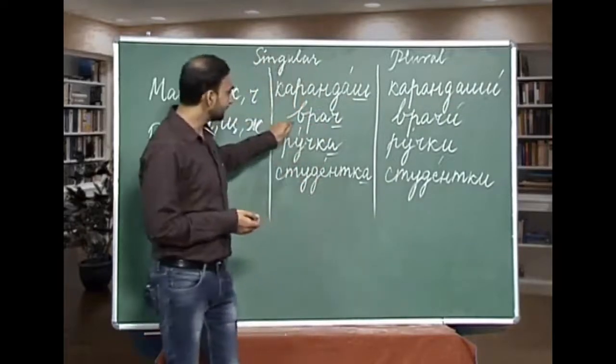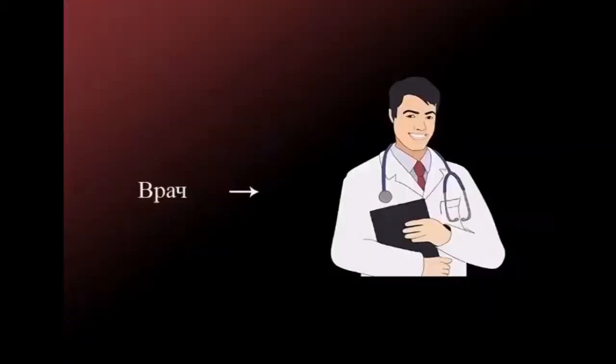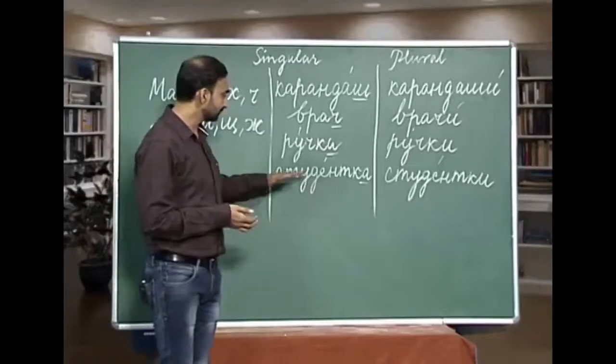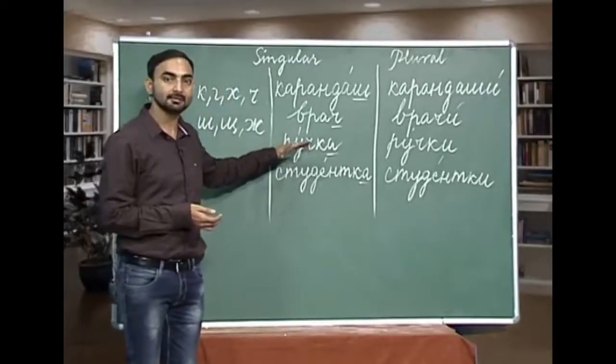The same way, the second masculine noun is vrach, V-R-A-Ch. Vrach is doctor. What is the plural of vrach? Vrachi. So, again we are not using I, instead we are using E, vrachi. The next feminine noun we have is ruchka. Again you can see the last consonant is K, which is among these 7 consonants. So, how will you make plural of ruchka? Ruchki, again the soft E. Ruchka, as you know, means pen.